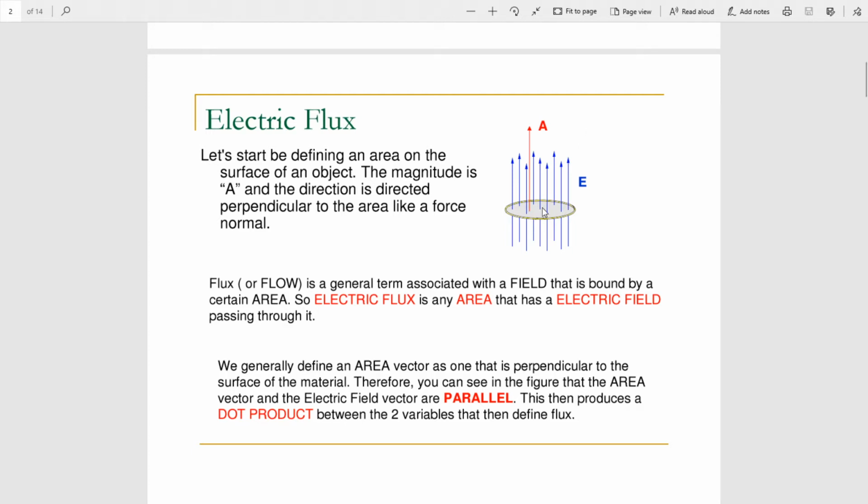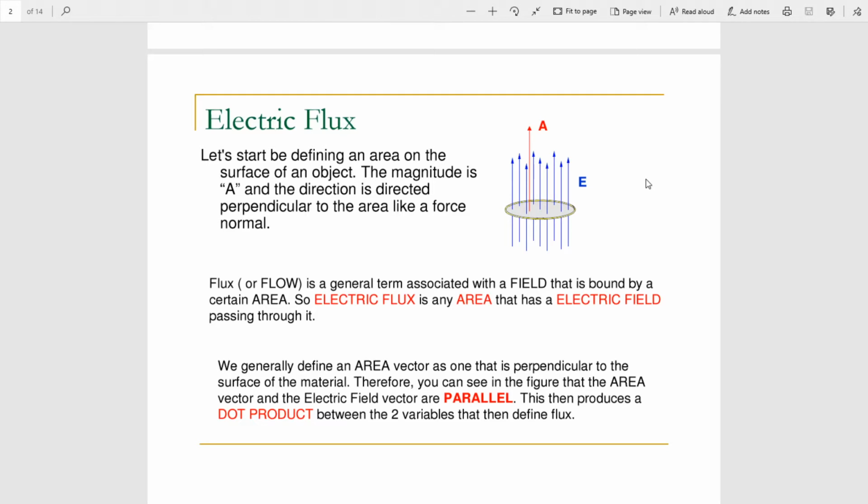So even though nothing's actually moving, the force exerted by your charged object is creating all of these possible forces, this field of forces around an area that we could define. So the flux is just how much of that electric field is passing through that area.